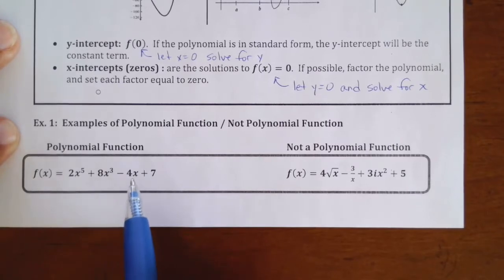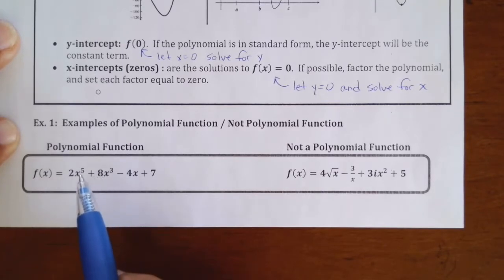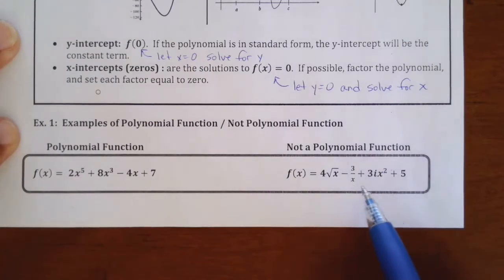Real numbers could be radicals, fractions, anything. It's just the exponents have to be whole numbers. So remember, numbers 0, 1, 2, 3, 4, 5, 6, and so on. So why is this not a polynomial?